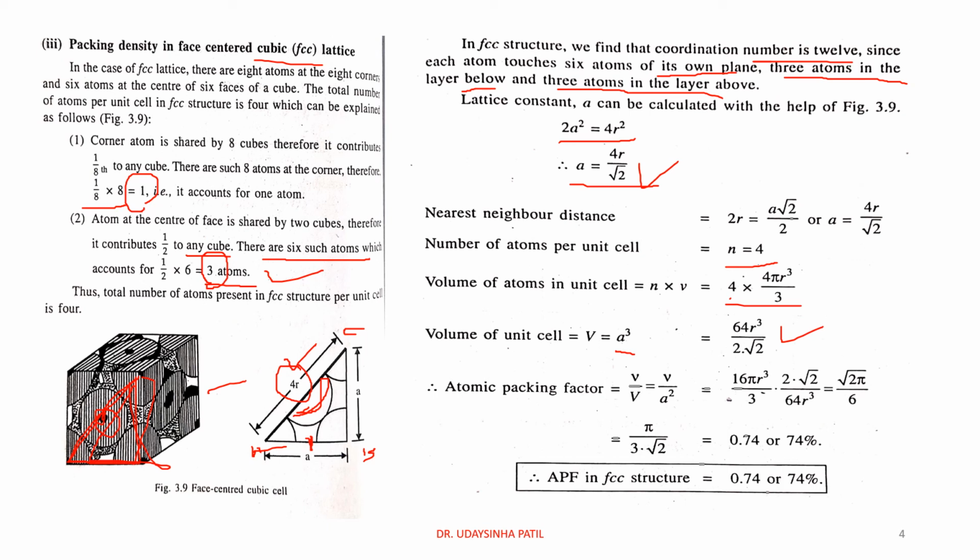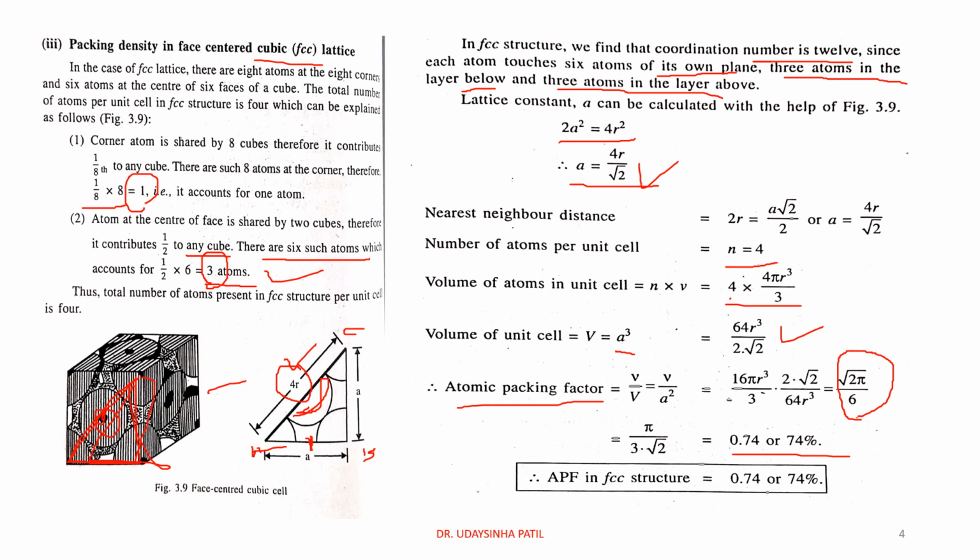By substituting this value in the formula of atomic packing factor, we get this type of substitution. We get 2 pi root 2 pi by 6. By simplifying it, it again becomes pi by 3 into root 2, which gives the value of 0.74. And in percentage we can say that it is 74%.